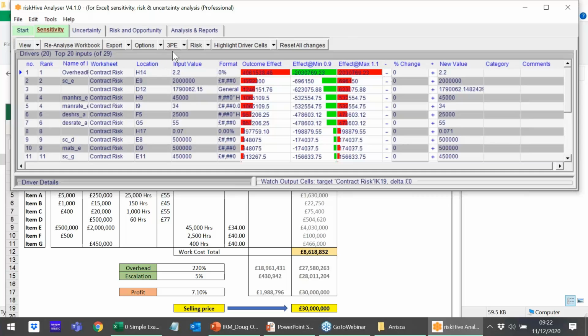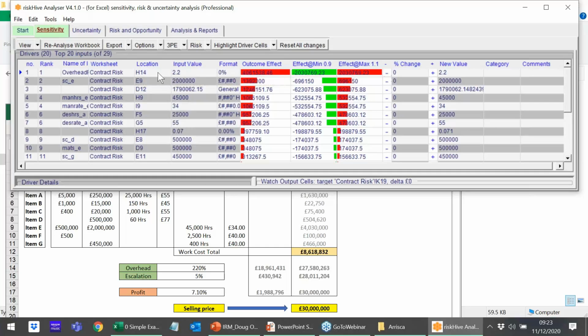Now we're on sensitivity, and this is where we have the outputs from that sensitivity analysis. So really quickly, hopefully you can see that each row represents one of the inputs from the Excel workbook. They've been ranked so that the input up at the top is the input which caused our selling price or bidding price to vary by the most. And then as we go down the list, they become progressively less important in the overall scheme of things.